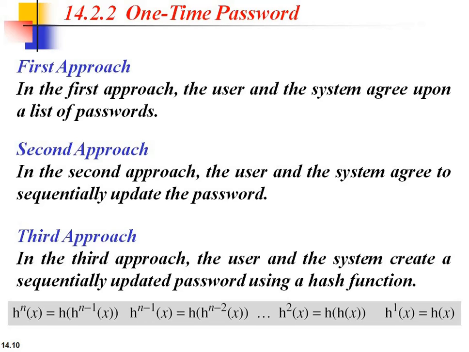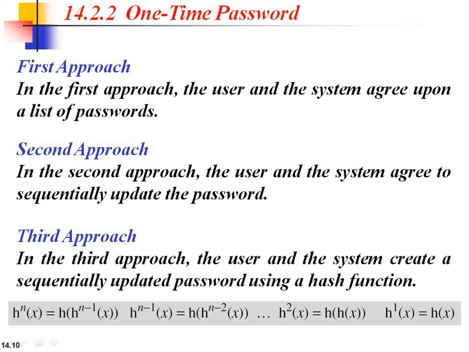The second approach is that the user and the system agree to sequentially update the password. Suppose the user and the system agree upon an original password P1, which is valid only for the first access. During the second access the user will generate a new password P2, encrypt it with P1 as the key. Then P2 is the password for the second access. So in this manner the one-time password is generated.